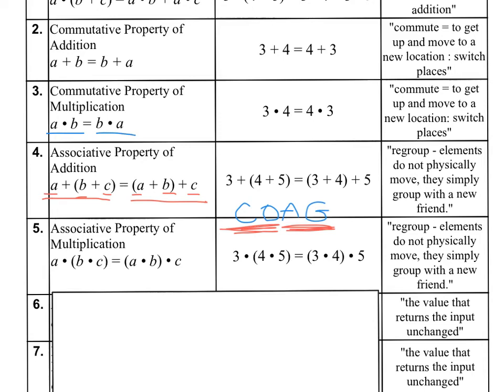So a nice shortcut to see if the commutative property is being used is to see if the numbers are still in the same order. So here it's just the parentheses moving, the numbers stay in the same order. Here the numbers are actually switching places.